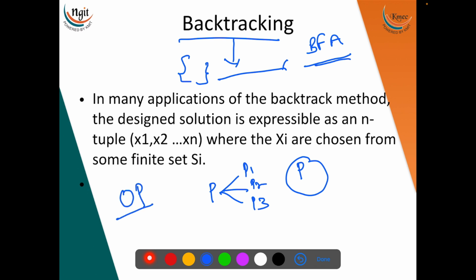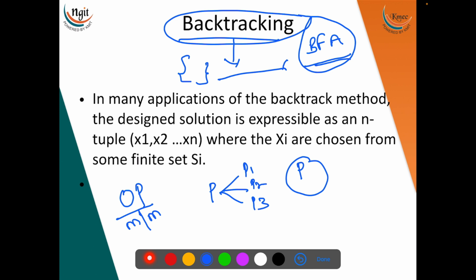What is an optimization problem? A problem is said to be an optimization problem where the solution is expected in maximization or minimization. But as far as backtracking with the brute force approach is concerned, backtracking is used when you have multiple solutions and you want all of these solutions. It's not that you will take one solution, you need all the solutions.